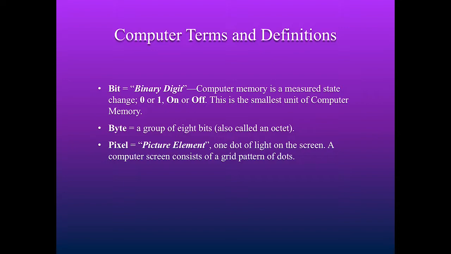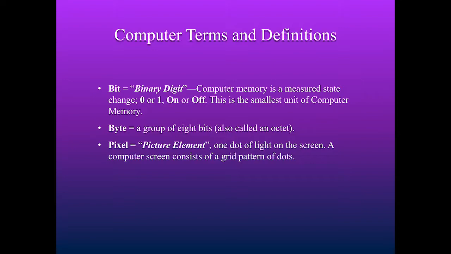When you put it together with other bits, you form a byte. So a group of 8 bits is a byte. It's also called an octet. 8 bits of computer memory is a byte.